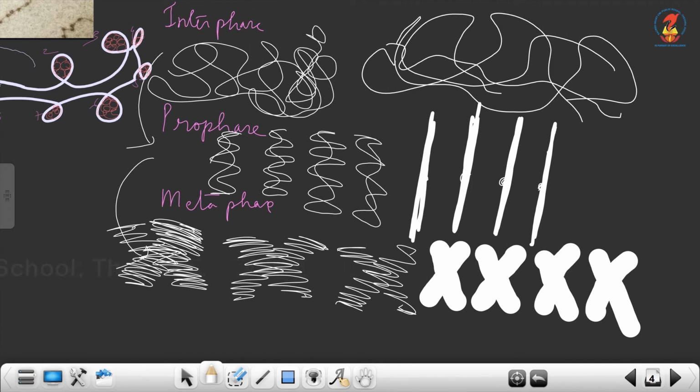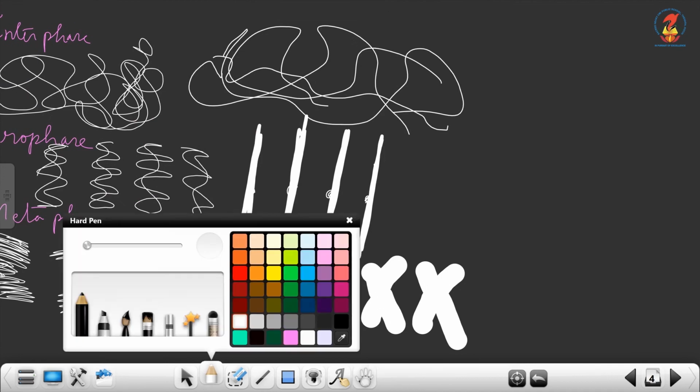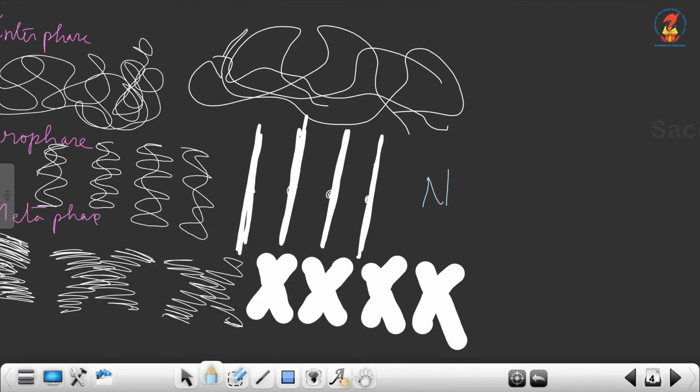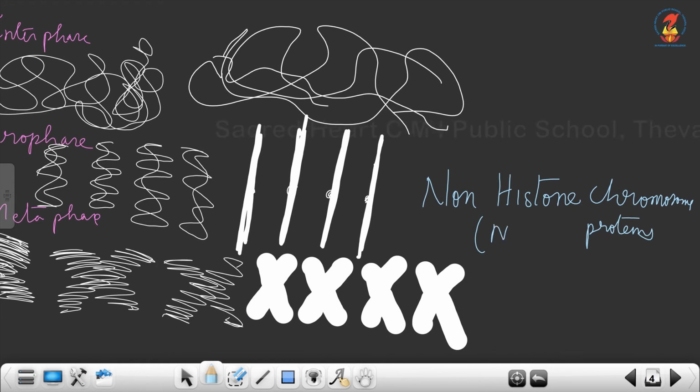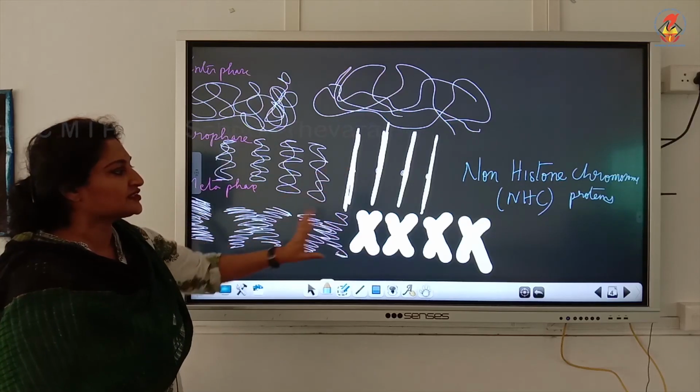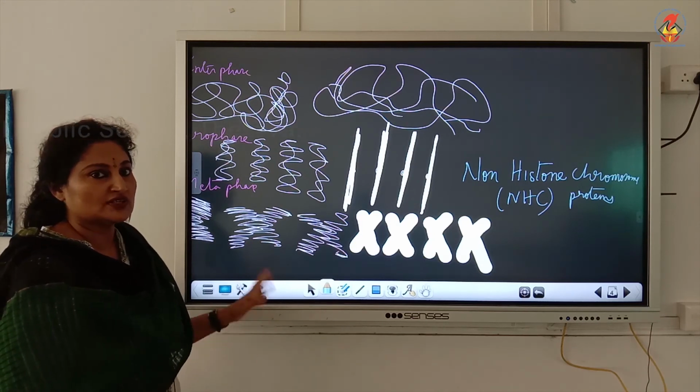Now, how is this packaging taking place? The chromatin threads get further packed and packed. This is done with the help of another set of proteins called non-histone chromosome proteins, given the abbreviation NHC proteins. These proteins are responsible for packaging the chromatin into rod-like structures and further packaging into X-shaped structures in the metaphase stage.